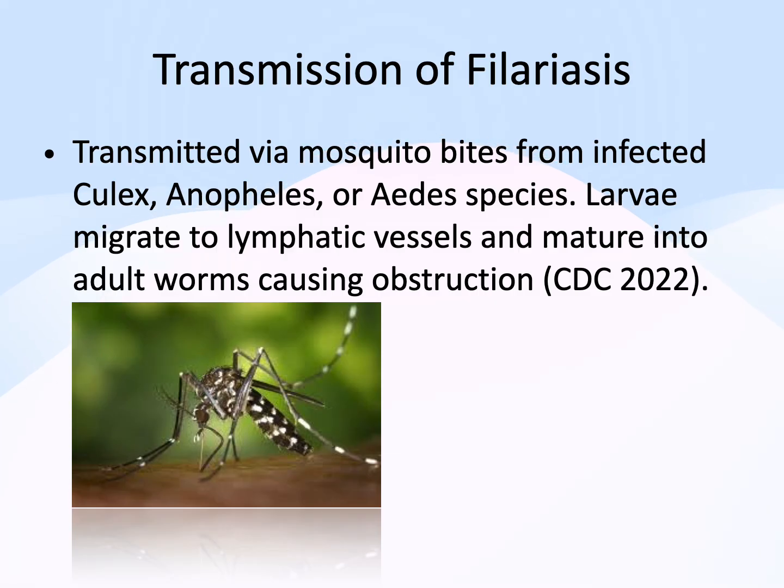Now to the transmission of filariasis. Filariasis spreads through mosquito bites. The usual suspects are Culex, Anopheles, and Aedes mosquitoes. Once the larvae are in your bloodstream, they make their way to the lymphatic system and grow into adult worms, sometimes blocking the lymph flow.